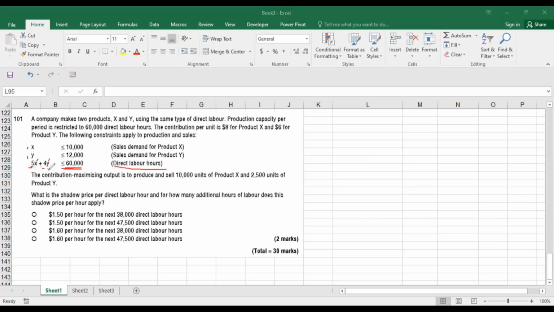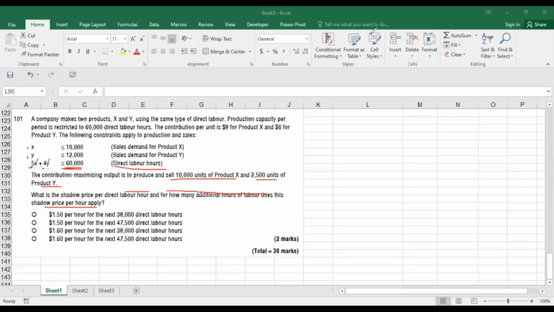The contribution maximizing output is to produce and sell 10,000 units of product X and 2,500 units of product Y. What is the shadow price per direct labor hour, and for how many additional hours of labor does this shadow price per hour apply? What should be the shadow price, and for how many hours will it apply? Please read the question twice so that you understand.